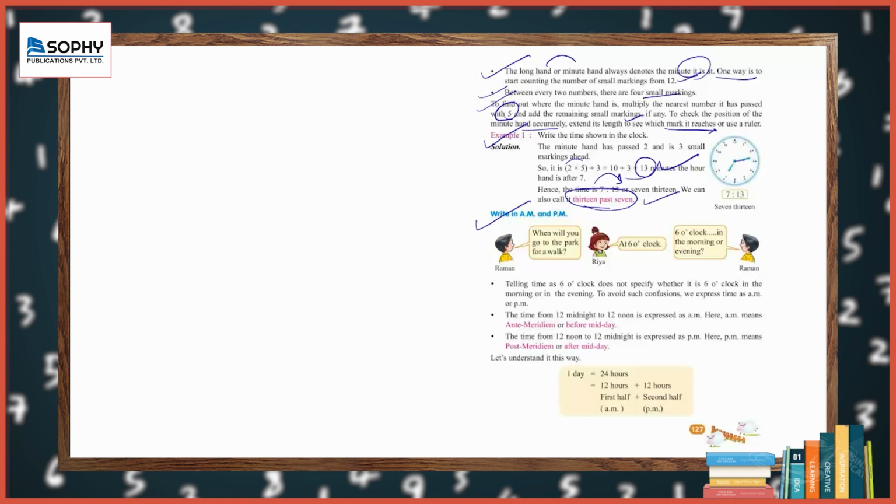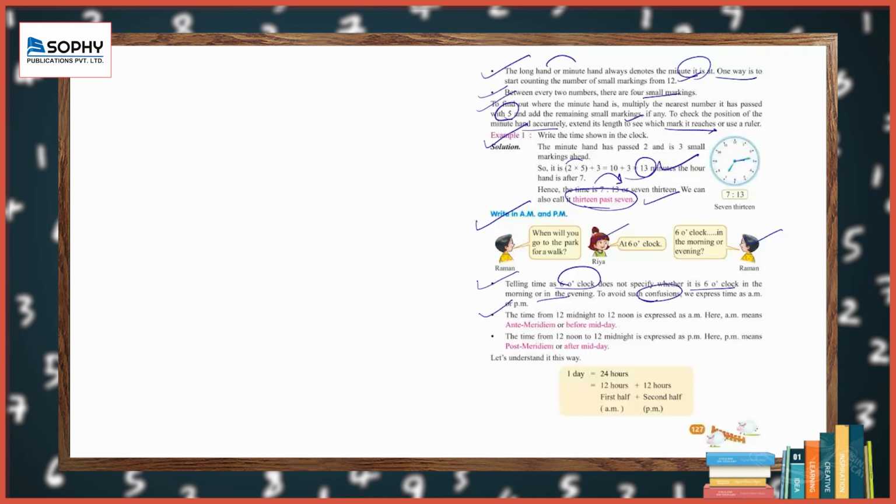Write in AM and PM. When will you go to the park for a walk, students? At 6 o'clock, Riya is saying. So Raman is asking whether that is 6 o'clock in the morning or evening. Telling time as 6 o'clock does not specify whether it is 6 o'clock in the morning or in the evening, students. So to avoid such confusion, we express time as AM or PM.